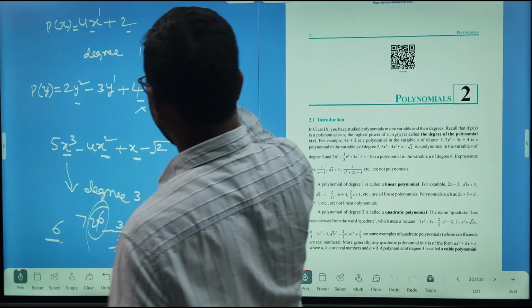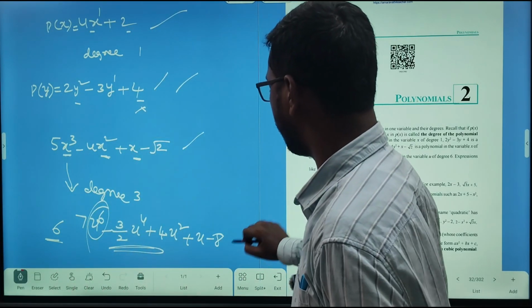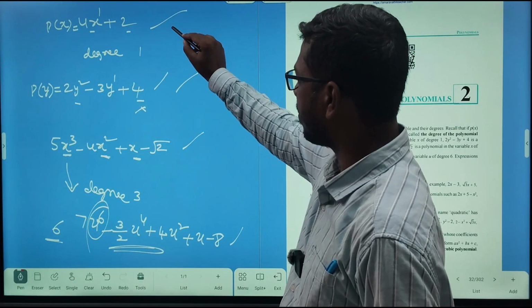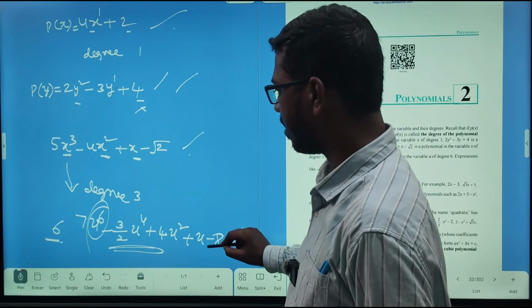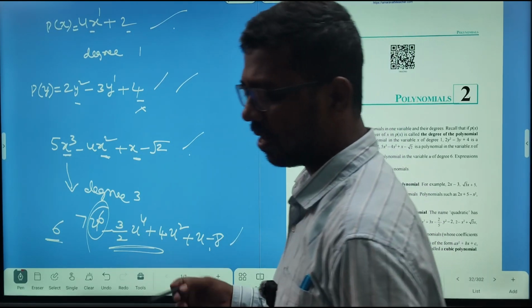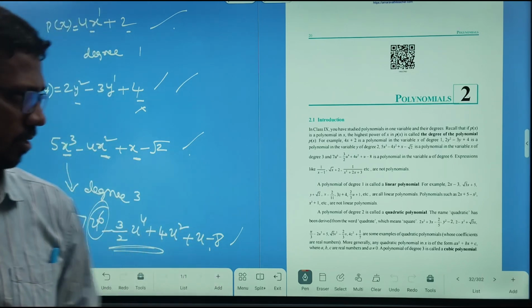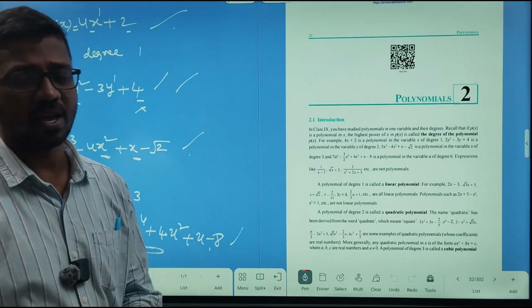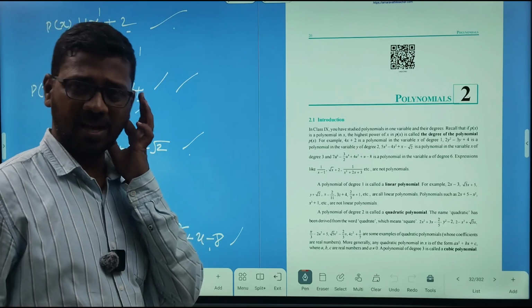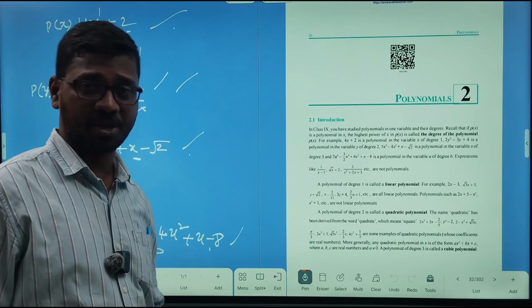So here the variable is x, here y, here x, here u. Here the highest power is 1, here the highest power is 2, here the highest power is 3, here the highest power is 6. They are the degree of the polynomials. So moreover, the highest power of the variable is called the degree. That may be x or that may be y, that may be t or u, like that.